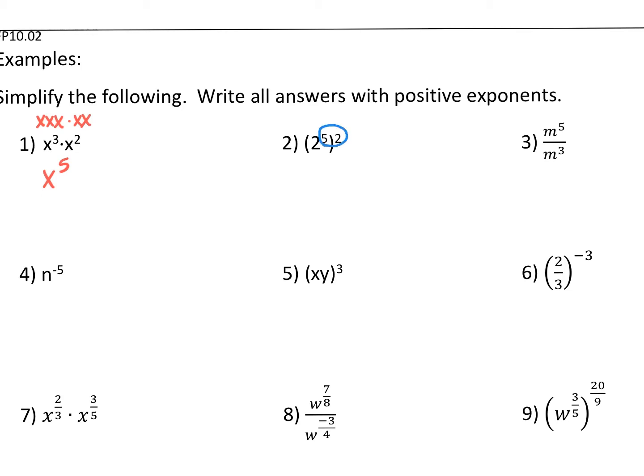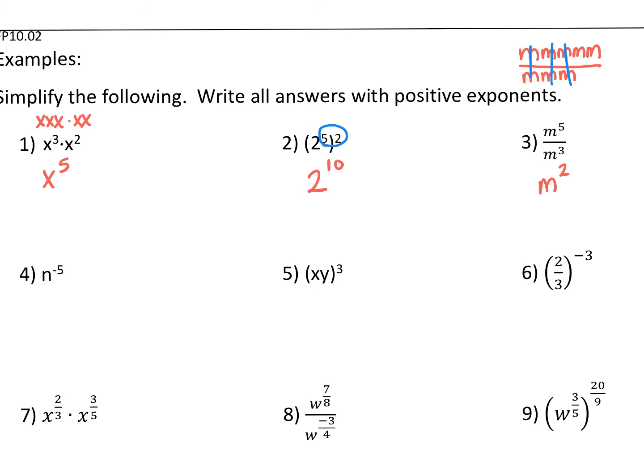In number 2, I've got a power to a power. In between those exponents, there's a bracket. That bracket means to multiply. So it's going to become 2 to the power of 10. In number 3, I have m to the 5 over m to the 3, so 5 m's on top, 3 on the bottom, which gives me m to the 2. I subtract those exponents. You could also look at that one as having 1, 2, 3, 4, 5 m's on top, 1, 2, 3 m's on the bottom. Cancel, cancel, cancel. I'm left with 2 m's, which is m squared.